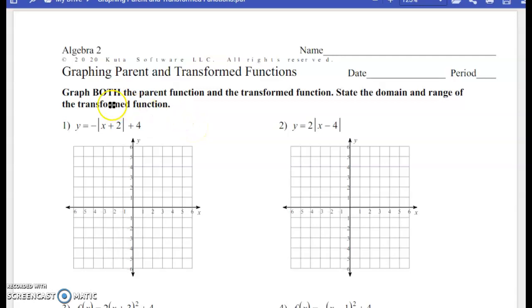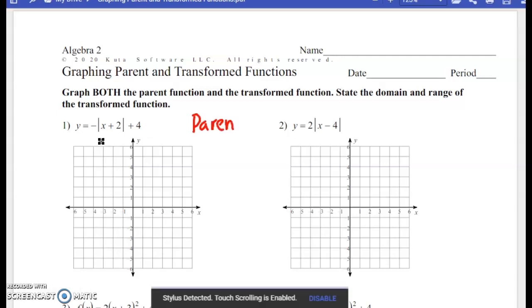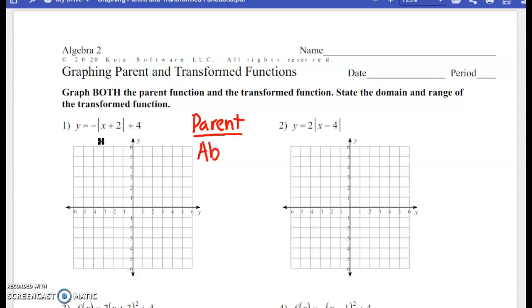So the first thing I see when I look at this function in number one is that the parent is definitely an absolute value. So let's start there. The parent function is absolute value. So let's go ahead and graph the parent. The parent's absolute value, you have it in your notes. And this is what the absolute value parent looks like. It's the V-shaped graph. You can plot as many points as you need. I'm just going to plot those 5. So there's my parent function.